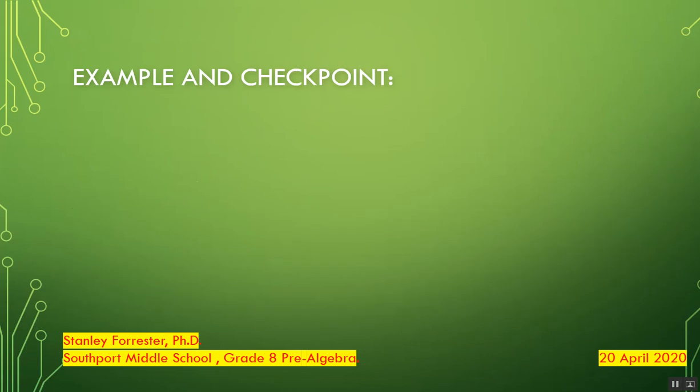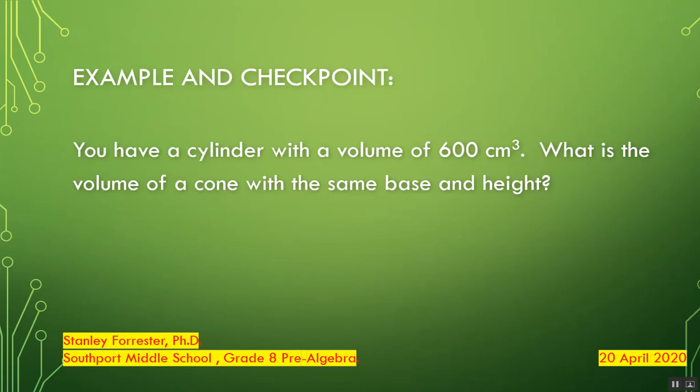Okay, here's your example in checkpoint. You have a cylinder with a volume of 600 cubic centimeters. What's the volume of a cone with the same base and height? Well, 1/3 of 600, or 600 divided by 3, is 200 cubic centimeters. Okay, and that's your answer.